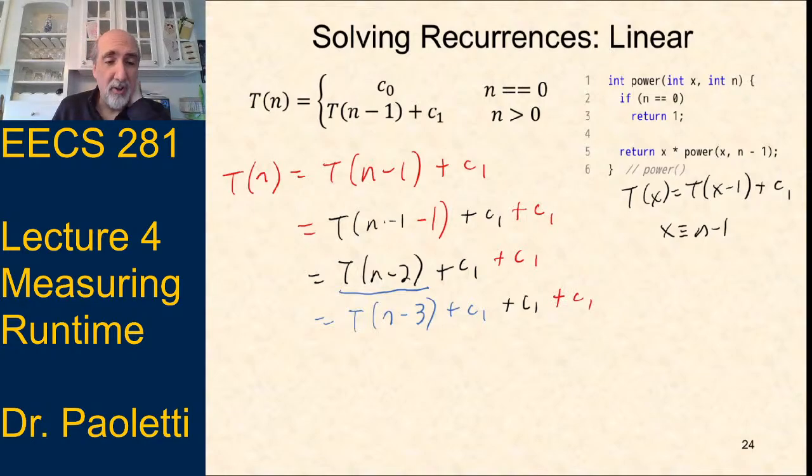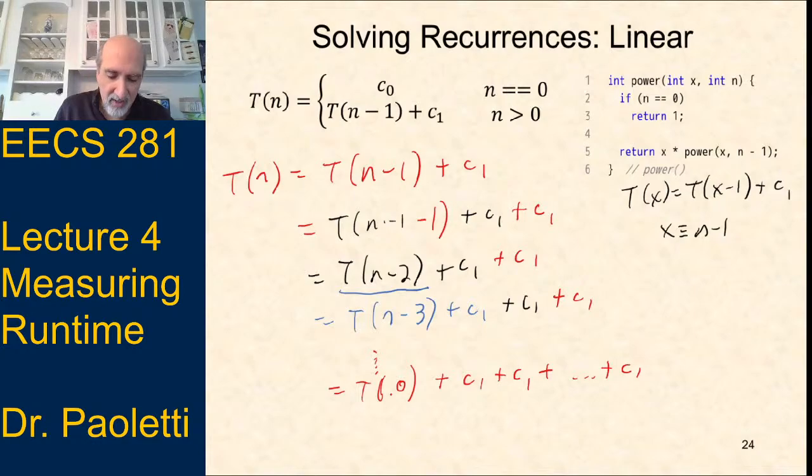Now here's where we want to look for a trend and sort of skip ahead. If I keep doing this enough times, I would get down to T of 0. So eventually, if I keep doing that, I'll get down to T of 0, which is my base case. T of 0 plus c1 plus c1 plus c1. Okay, now the question is, how many times did it take us to get there, and how many of these do we have?